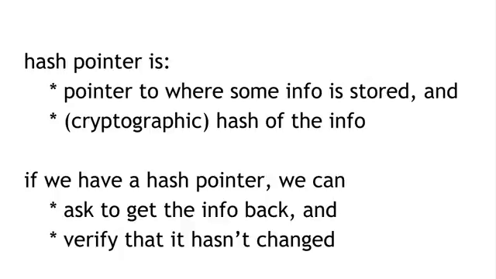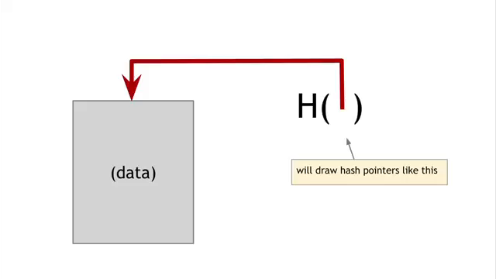And it's also going to let us verify that the information hasn't changed. So a hash pointer tells us where something is and what its value was. Okay, and we're going to draw a hash pointer in diagrams like this. We're going to have H of, and then an arrow that points to something. So anything drawn like this, think of it as being a hash pointer to this thing.